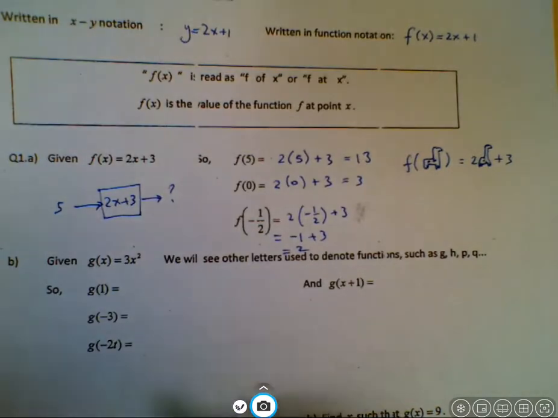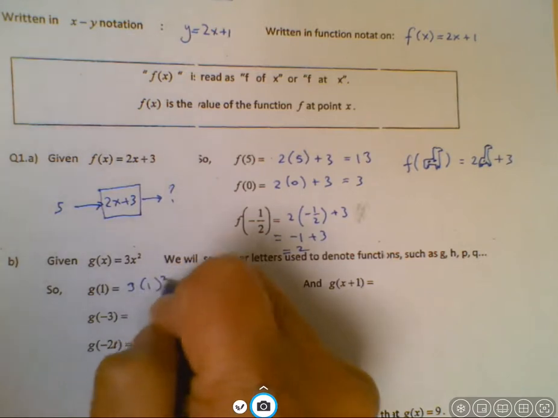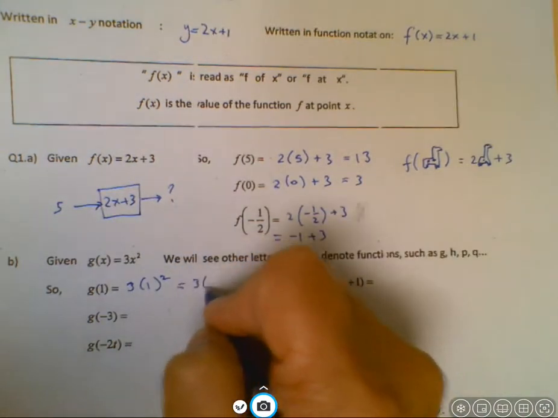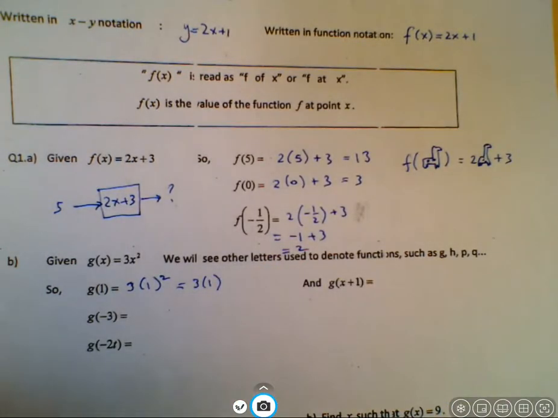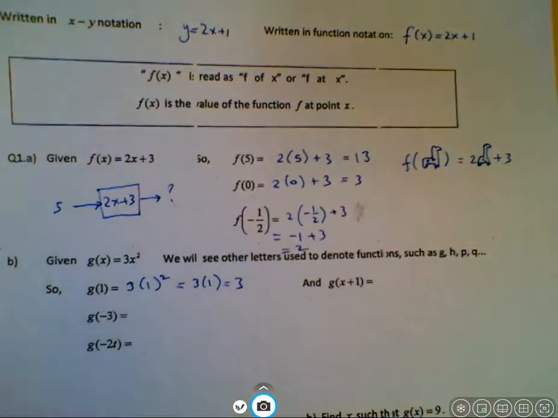So 3x squared, so what's g of 1? Well, let's input a 1 into this function. So it's going to be 3 times 1 squared, which is 3 times just the 1. Remember, order of operations, only the 1 is squared, and that's 3.